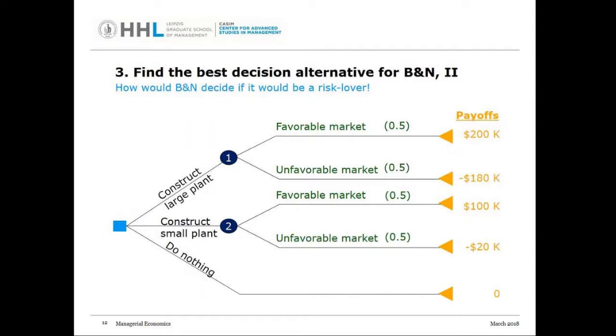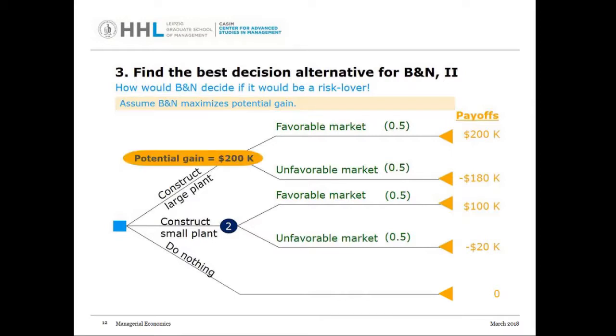Looking at the other side, we can ask the question, what would a risk lover choose? Here the situation is like a mirror reflection. Again, a number of options are possible. I could say that the risk lover looks at just the upside potential. So for constructing a large plant, the focal point is the payoff of 200K, for the small plant 100K, and 0 in the last case. Here, a risk lover would go for the large plant.